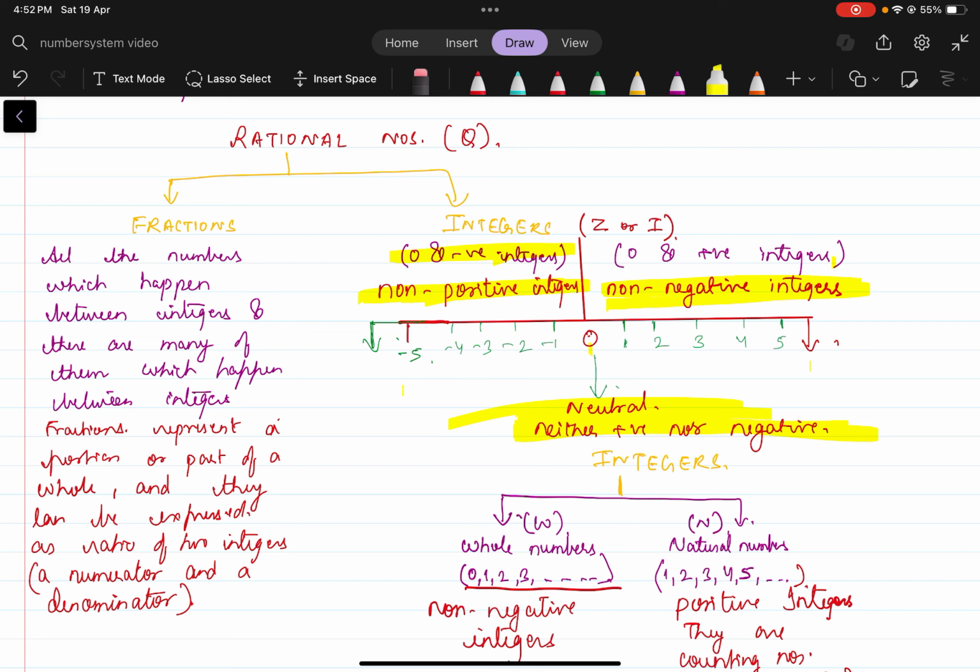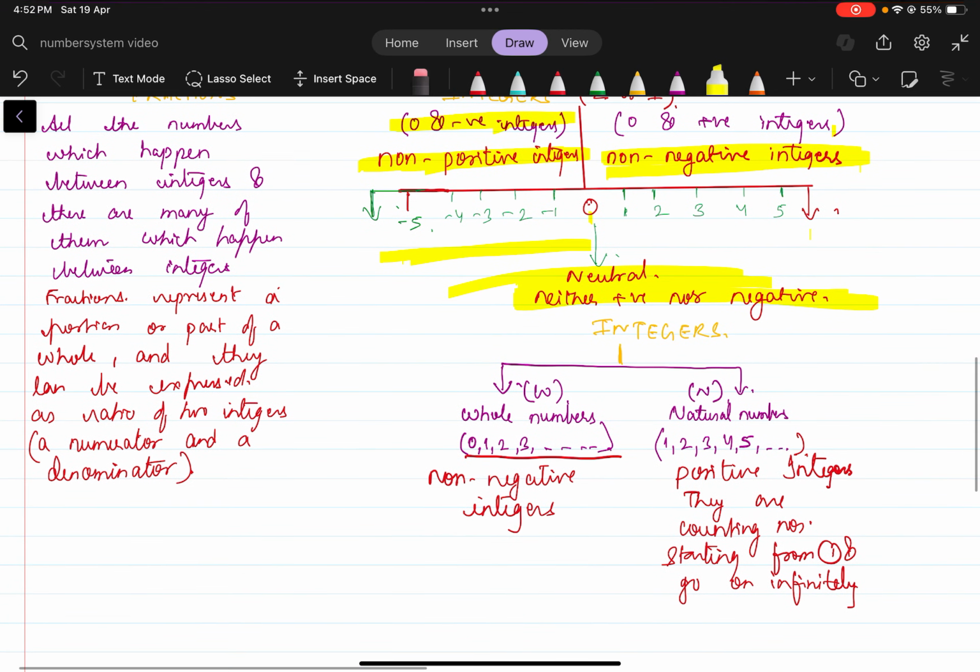If you have to tell only positive integers, then it will start from 1, 2, 3, 4, 5. If you have to tell only negative integers, then it will start from minus 1, 2, 3, 4, 5. But when we include 0, then 0 plus positive integers belong to the set of non-negative integers, and 0 plus negative integers belong to the set of non-positive integers. 0 as a whole is neutral. It is neither positive nor negative.